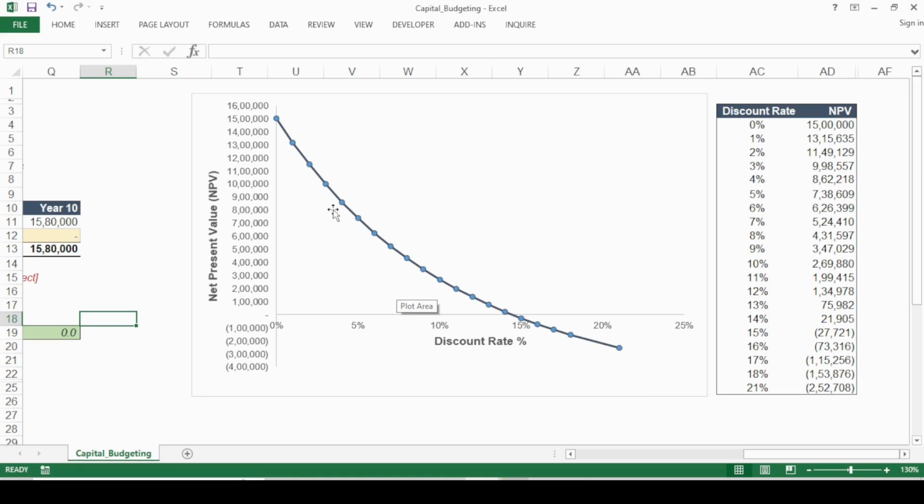For example, if I hover over, let's say, this value, so this is going to show me that the discount rate is 4% and the net present value at this point is around 800,000. So as we increase the discount rate, the net present value is going to decrease, and there will be a point when this net present value becomes zero, and the discount rate for which the net present value is zero, this is called the internal rate of return. So now you have got a better idea of what the internal rate of return is.